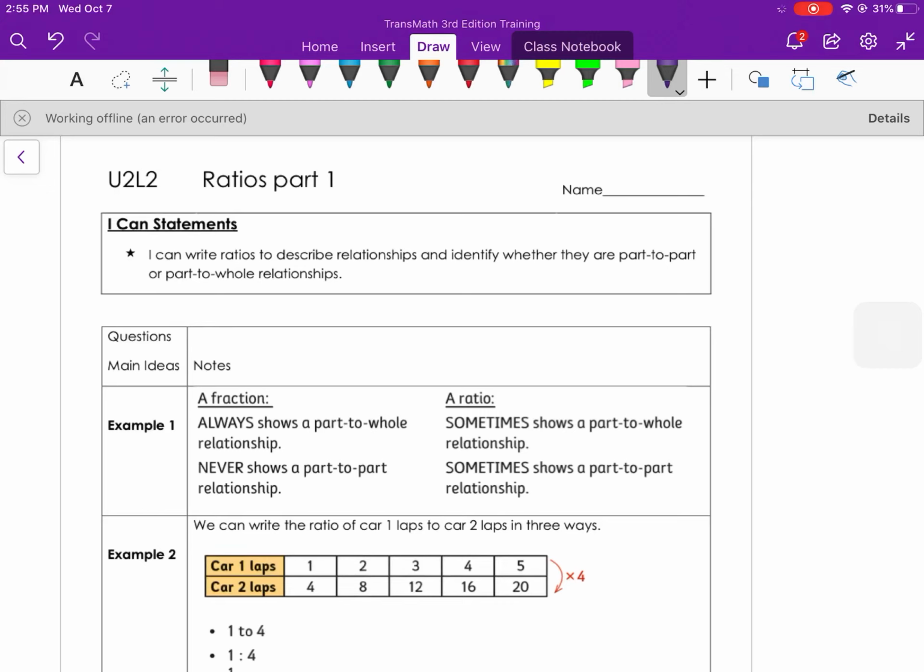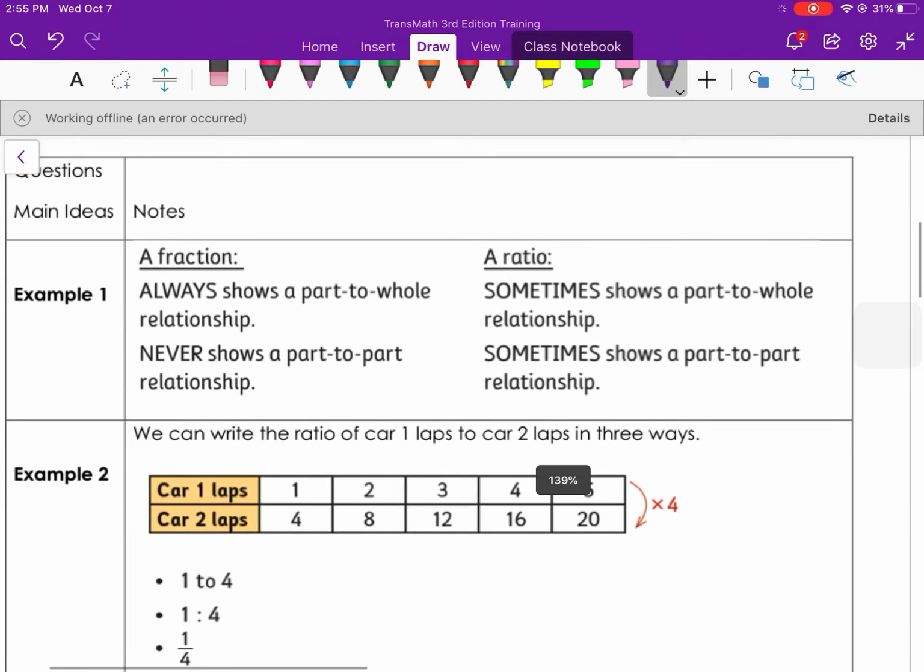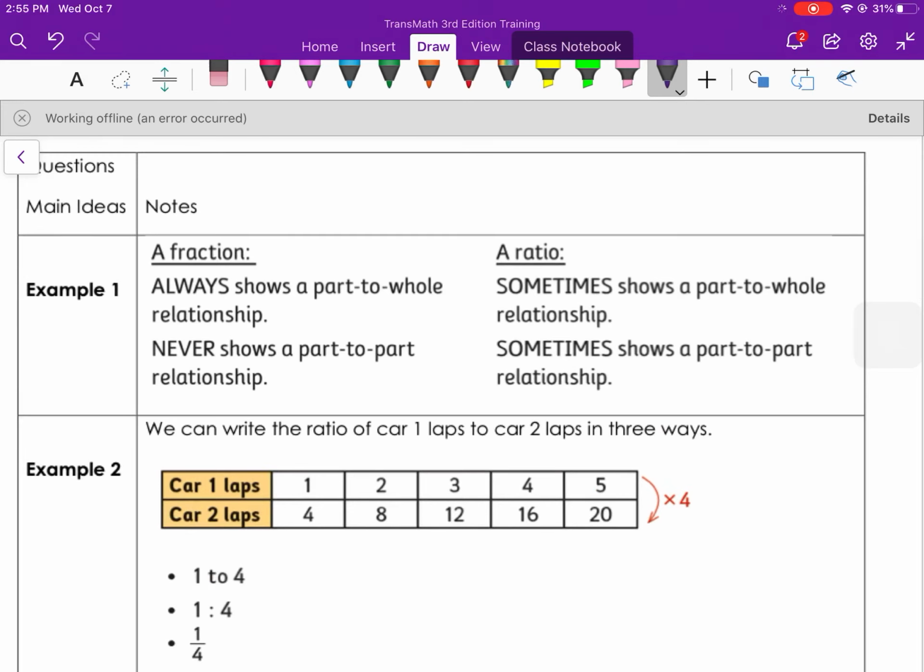So the first thing I want to talk about with ratios is that sometimes we can write ratios as a fraction. If you write it as a fraction, it always shows a part to whole relationship. So that's one thing to remember. If you write a ratio as a fraction, it'll always show part to whole. So we never use a fraction to show a part to part relationship. And that'll make more sense once we look at some examples.